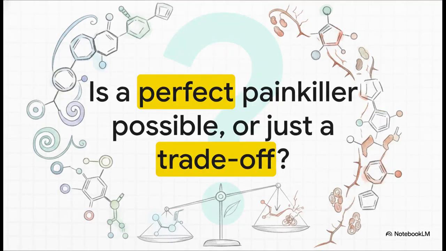Which brings us to the ultimate question for today. Is a truly perfect painkiller chemically possible? Or is relief always going to be a delicate trade-off within the intricate balance of molecular chemistry? It seems like every time we tweak a molecule to avoid one pathway, biology is right there to remind us how deeply interconnected our systems truly are.